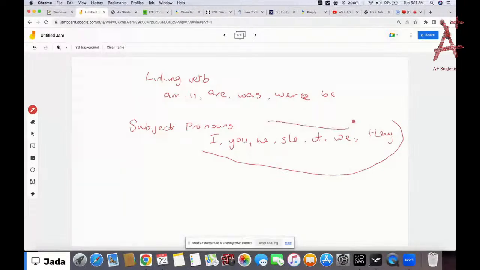Okay, and when we have pronouns, right, it's just like when we have a noun and then the noun is telling us the name of a person. So instead of a name of a person, now we can have the pronouns. Okay, so that's what the subject pronouns are all about.